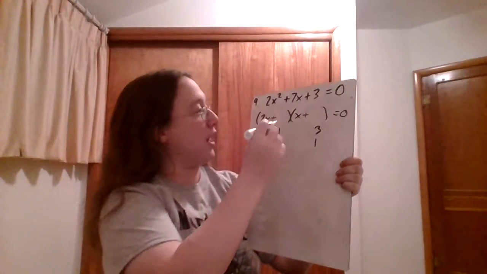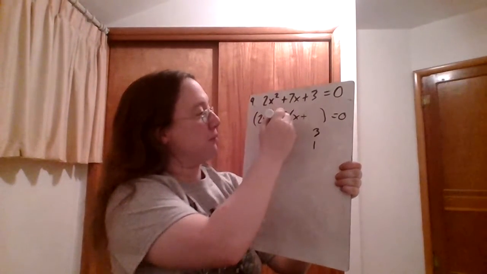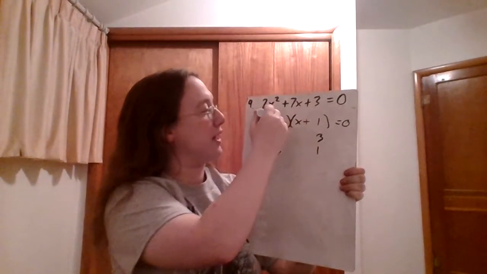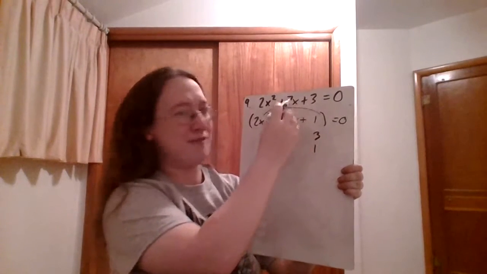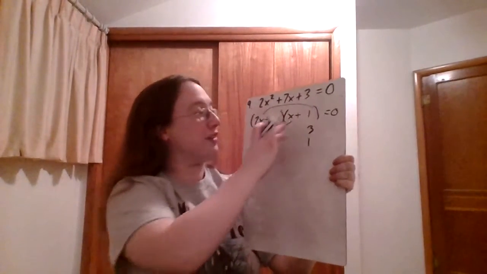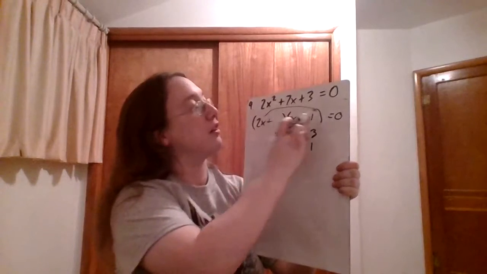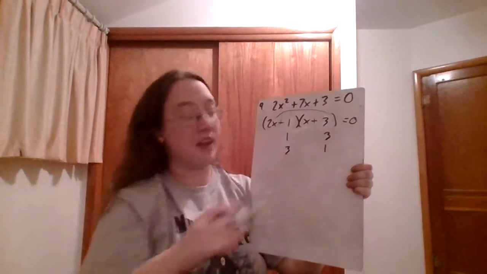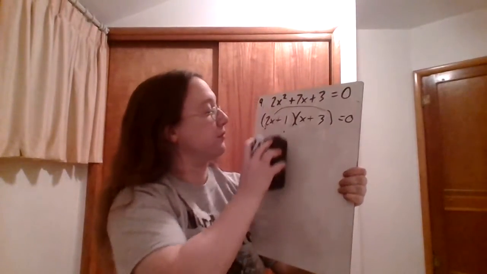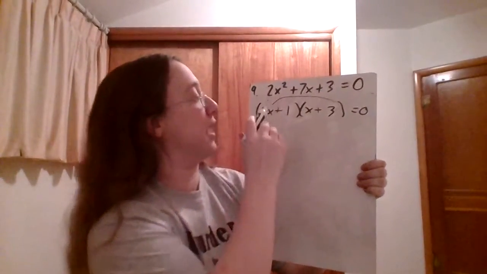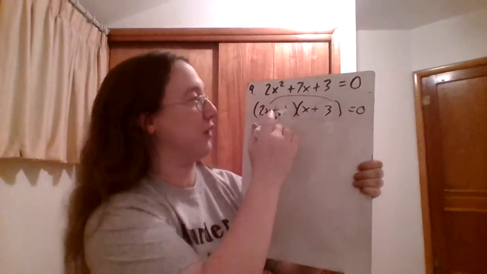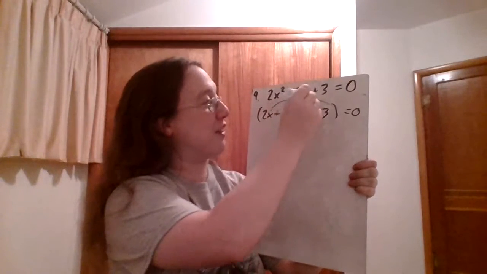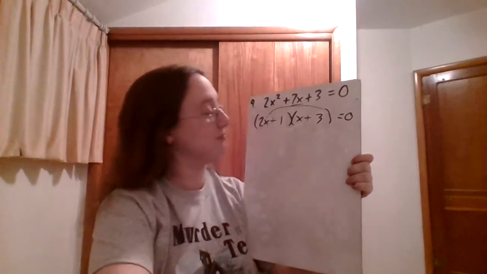So if we try 2x plus, let's say, 3, and then a 1 here, if we FOIL that back out, we've got our 2x squared just fine. But then we've got a 2x and a 3x. That doesn't give me 7x. Okay, so that tells me it's probably the other one. So it's probably that. And if we want to check that, we've got 2x times x still gives you 2x squared. 2x times 3 is a 6x, plus the 1x gives you that 7x. So this is the one we want.